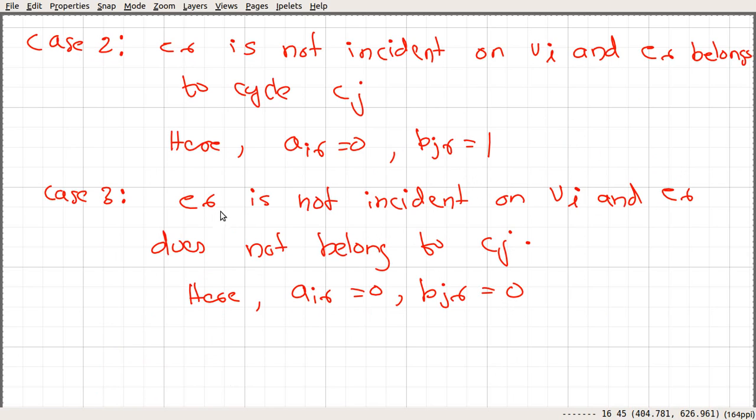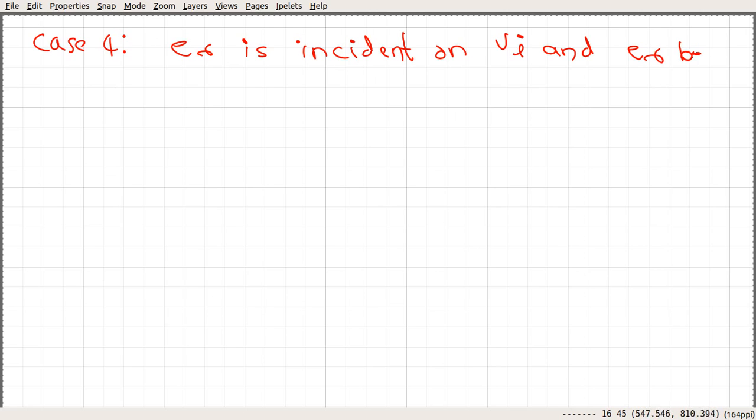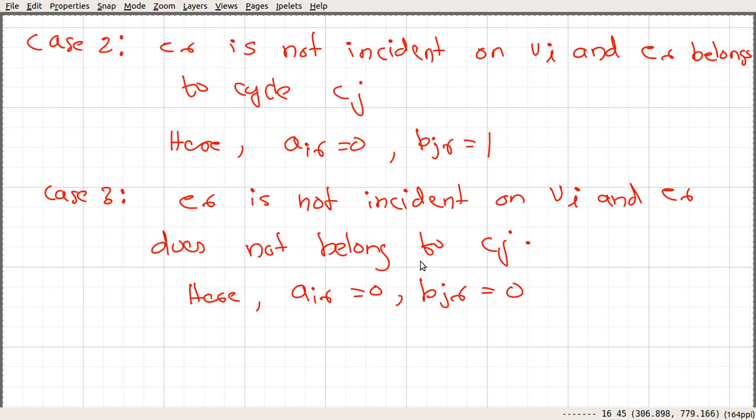In that case ER does belong to a cycle, and also it is incident on Vi. So case 4. There ER is incident on Vi and ER does belong to cycle Cj. So in the other three cases we have this product equal to 0, right?